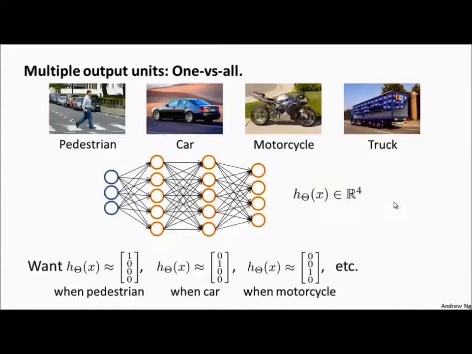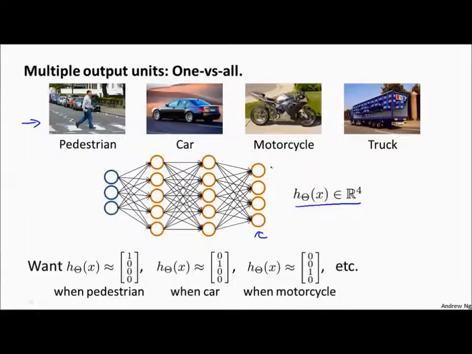The way we do multi-class classification in a neural network is essentially an extension of the one versus all method. So let's say that we have a computer vision example where instead of just trying to recognize cars, as in the original example that I started off with, we're trying to recognize 4 categories of objects. So given an image, we want to decide if it's a pedestrian, a car, a motorcycle, or a truck. If that's the case, we would build a neural network with 4 output units, so that our neural network now outputs a vector of 4 numbers.